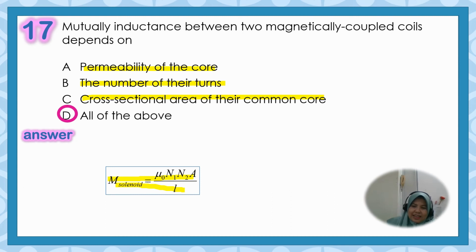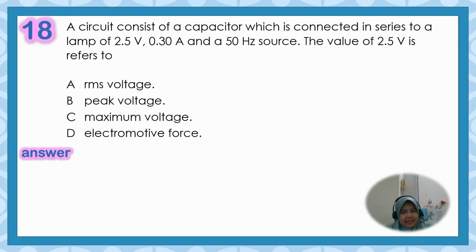Okay. And for question number 18, a circuit consists of a capacitor which is connected in series to a lamp 2.5 volt, 0.3 ampere and 50 Hz source. So the value of 2.5 volt refers to, the answer is, all the given values for the resistor such as lamp or heater represent the RMS voltage. So the answer is A.